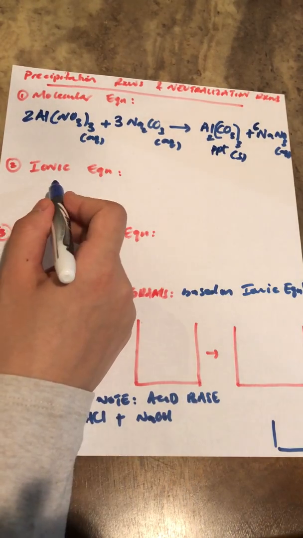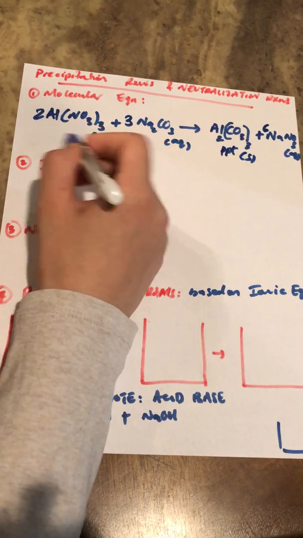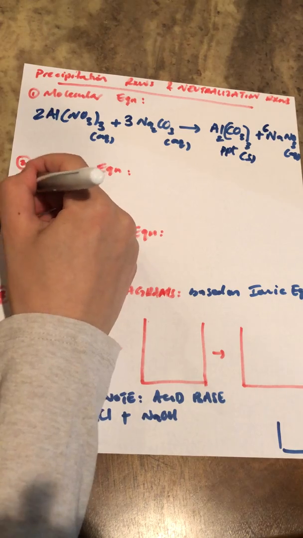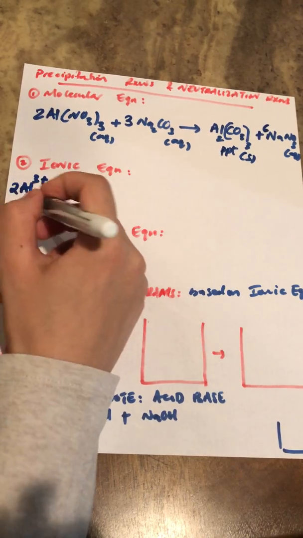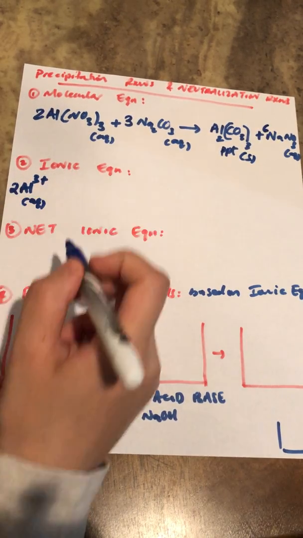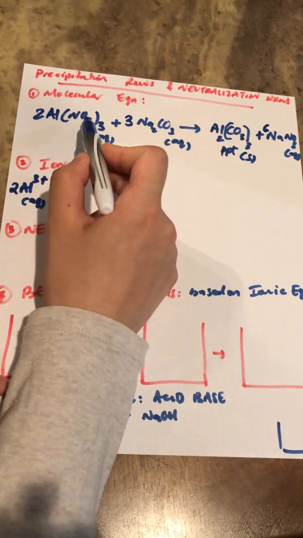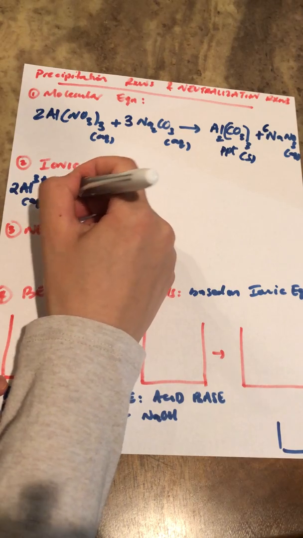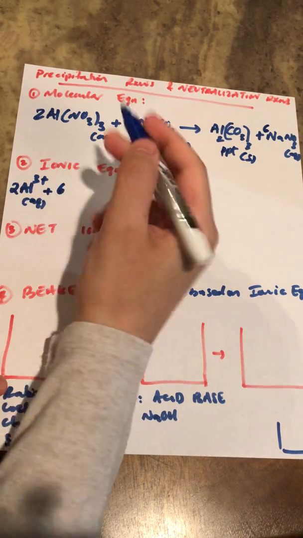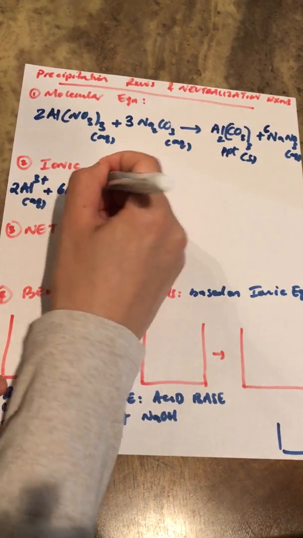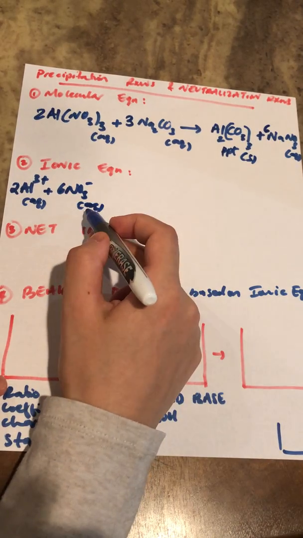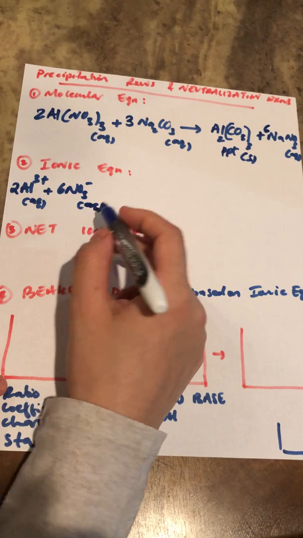So when we're writing the ionic equation over here, I'm going to break everything apart. So I have 2 aluminum, 3 pluses, and again I have to include the aqueous symbol, and I have 2 times 3 nitrates, so 2 times 3, which is 6 NO3 minus ions for nitrate, and again it is in aqueous phase.